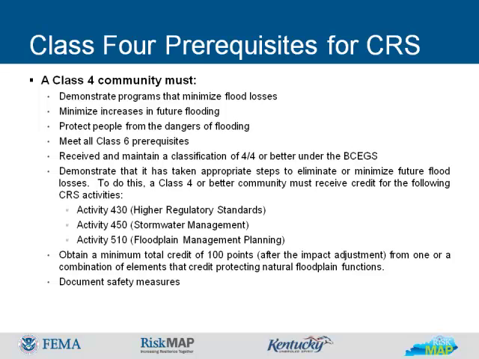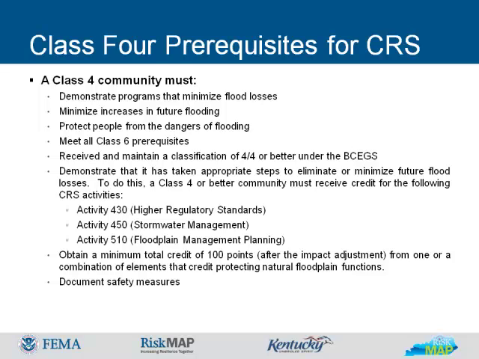Document the following life safety measures. Obtain some credit under Activity 610, Flood Warning and Response. Have a map of all areas protected by levees and an inventory of the critical facilities that would be flooded if the levees were overtopped. Have a map of all areas that would be flooded by the failure of each high-hazard potential dam and an inventory of the critical facilities that would be flooded.